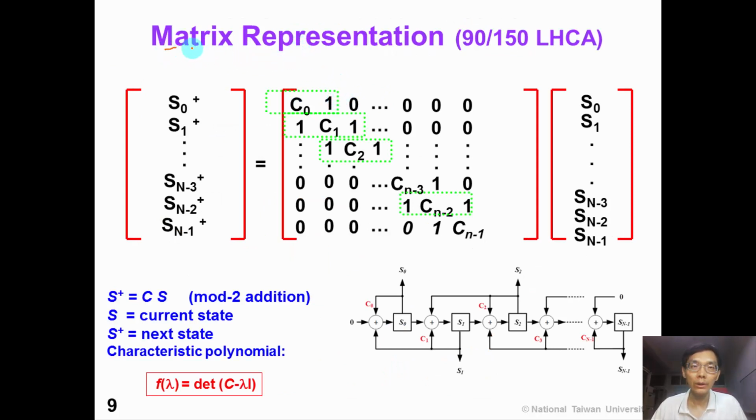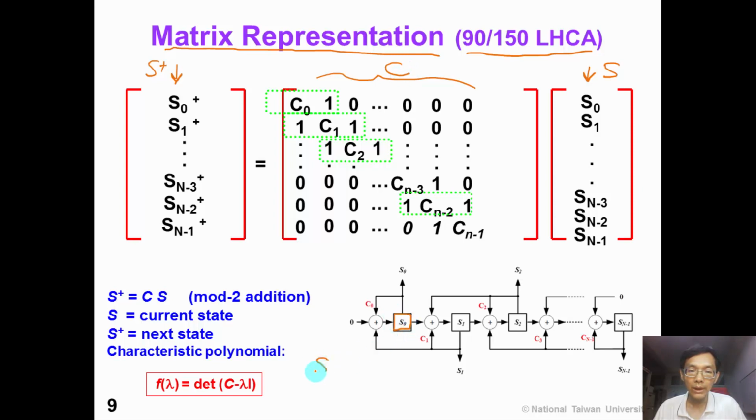Like LFSR, we can use a matrix to represent this 90-150 linear hybrid cellular automata. The left column S plus is the next state of the cellular automata. The right column S is the current state. In the middle is the C matrix. For cell S0, the next state of S0 is equal to S1 inclusive or C0 S0. So in the first row, we have C0 as the first element and the 1, which is the second element.